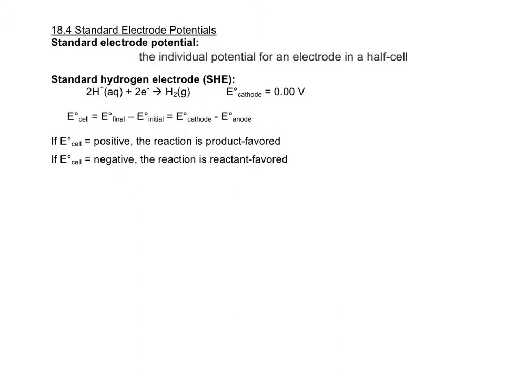And then when we're comparing the standard electrode potentials for different half reactions, we do the cathode minus the anode, okay, because the cathode is where everything ends up, and we usually do final minus initial. And when we compare those, if we get a positive value, then the reaction is product favored, and if it's a negative value, then the reaction would be reactant favored.